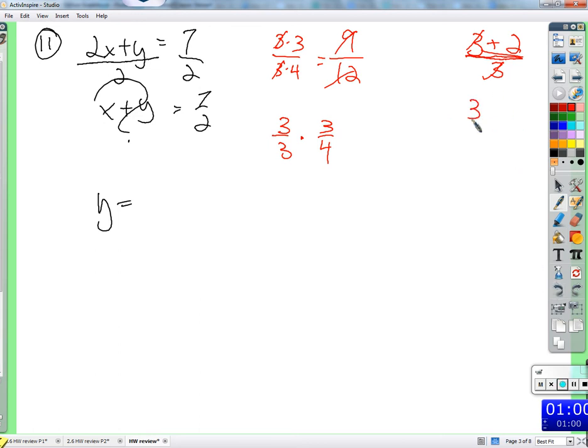I can do 3 over 3 plus 2 over 3, can't I? Yes. But then what happens? Do I get just 2 left over? No, what is 3 divided by 3? 1. I get 1 plus what? 2 over 3. Because everything has to get divided by 3. Why is that? Because really this is the sum of two fractions that have the same denominator of 3. If you come back over here, what's 3 divided by 3? 1. It's 1.